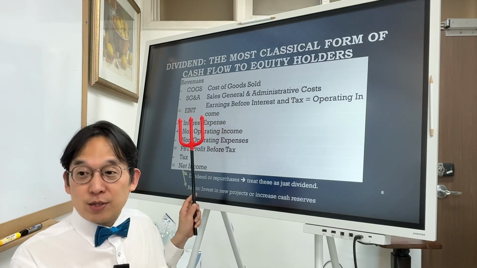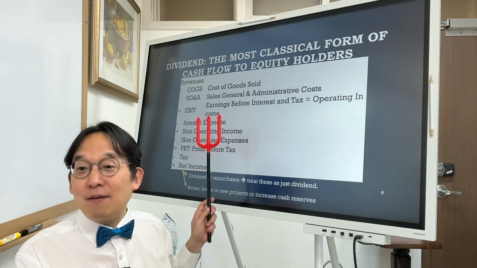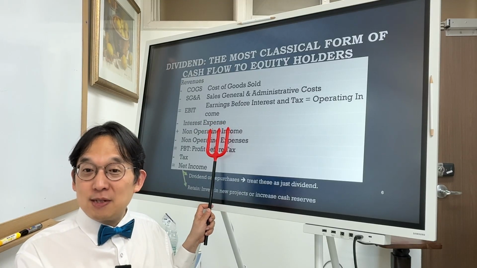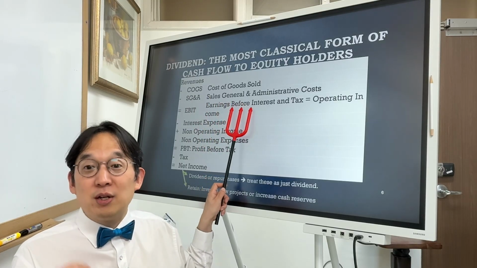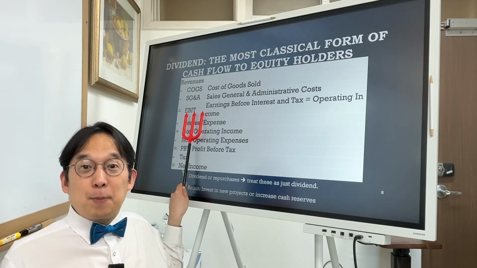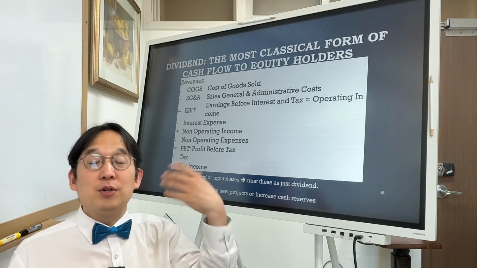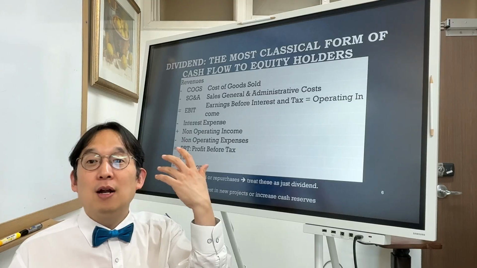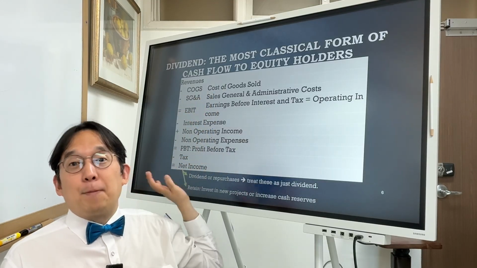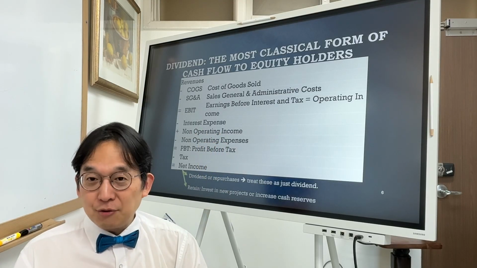Then what do we do? We subtract interest expense, okay? Why subtract interest expense after calculating the operating income? Because paying interest expense is not really about your day-to-day business. Operating income, EBIT, the purpose of measuring this is to gauge the strength of your day-to-day business. In your main business, how much money do you make? That's EBIT. But interest expense has almost nothing to do with your day-to-day business.